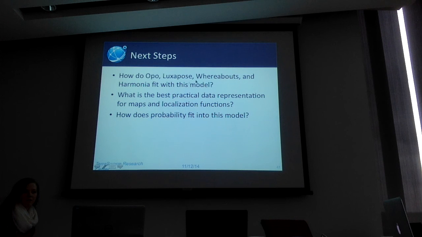And finally, and this is extremely important, I haven't addressed it at all: how does probability fit into this model? I'm assuming so far that we actually are able to establish facts about the world, but this all just breaks down once you start introducing probability, which should be very important.